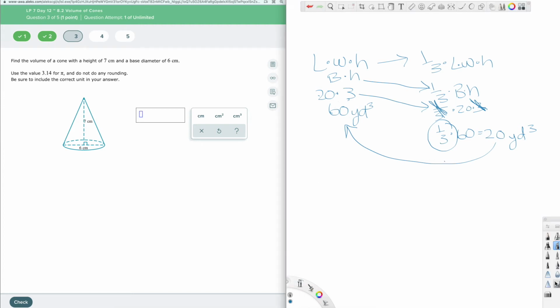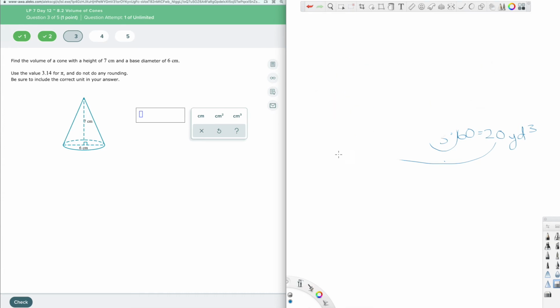All right, so now we're actually going to get into cones, which is the namesake for this unit or this section. So find the volume of a cone with a height of 7 centimeters and a base diameter of 6 centimeters. Use the value 3.14 for pi. Do not do any rounding. So make sure you're paying attention to those directions. Don't round if it tells you not to round, okay?